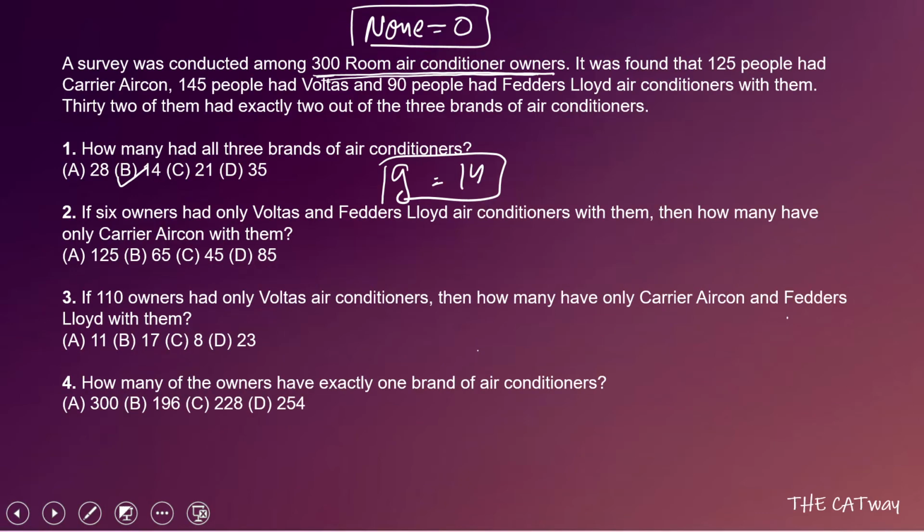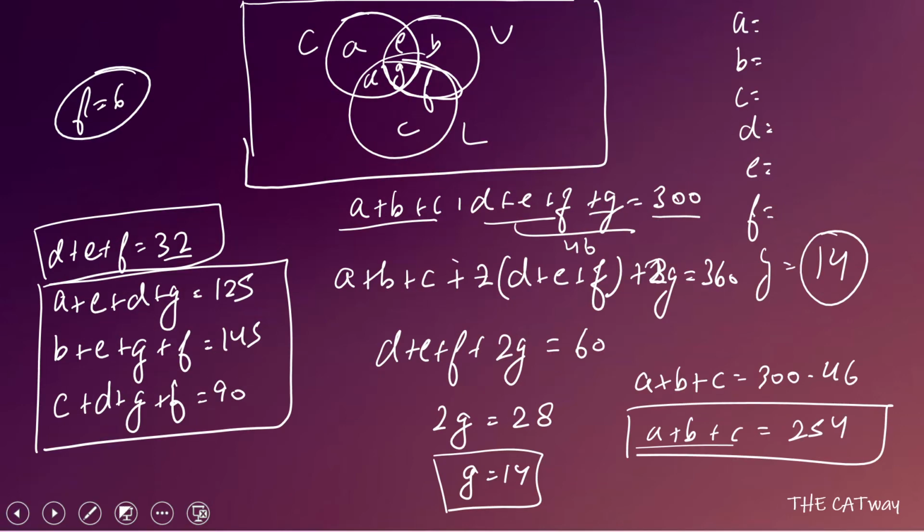Then how many have only Carrier with them? Carrier is given by A, E, D and G. Now we know the value of G to be 14. D and E we do not know, but we know F. If F is 6, then from this equation D plus E will be 26. So we can put E plus D is equal to 26 here and G is equal to 14.